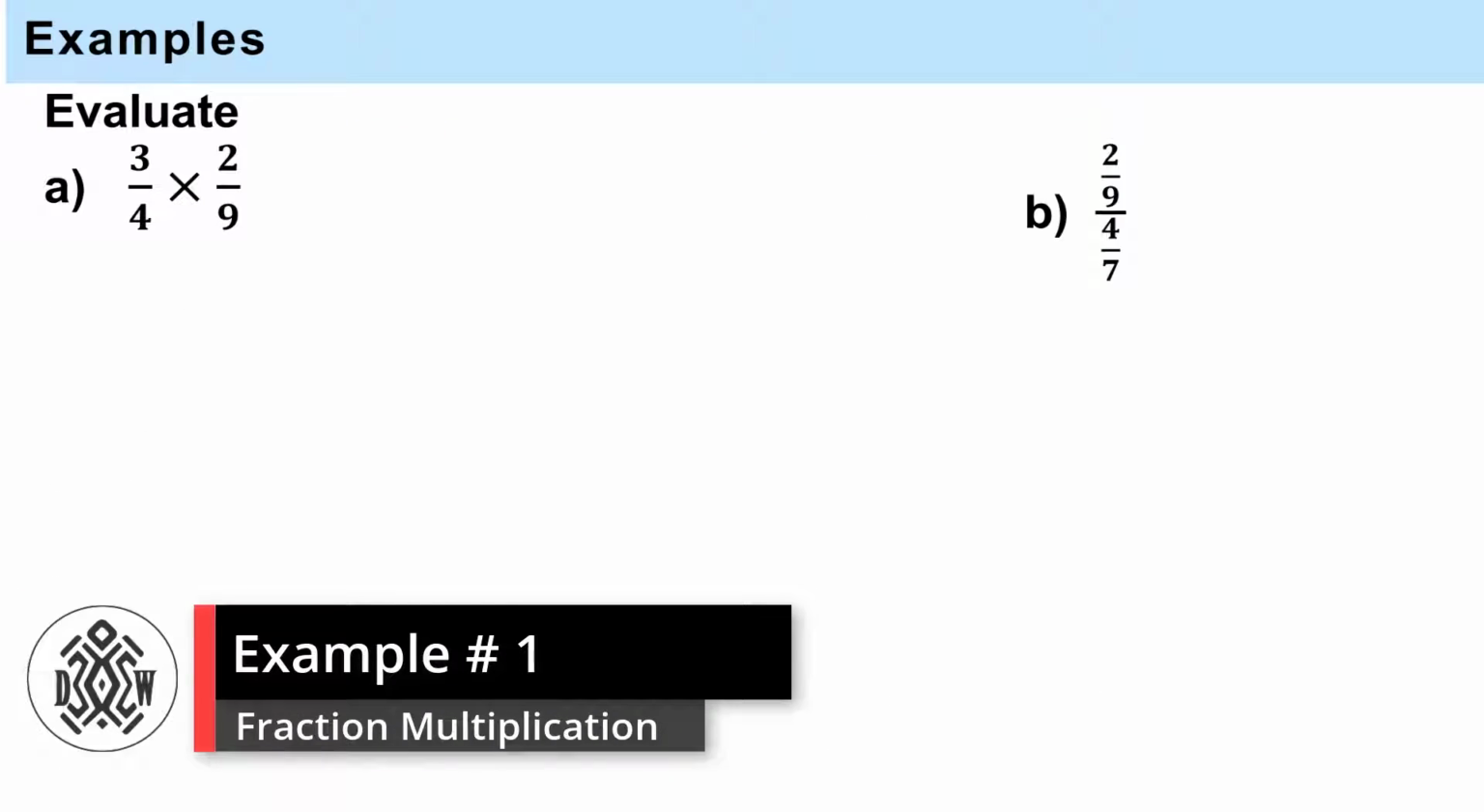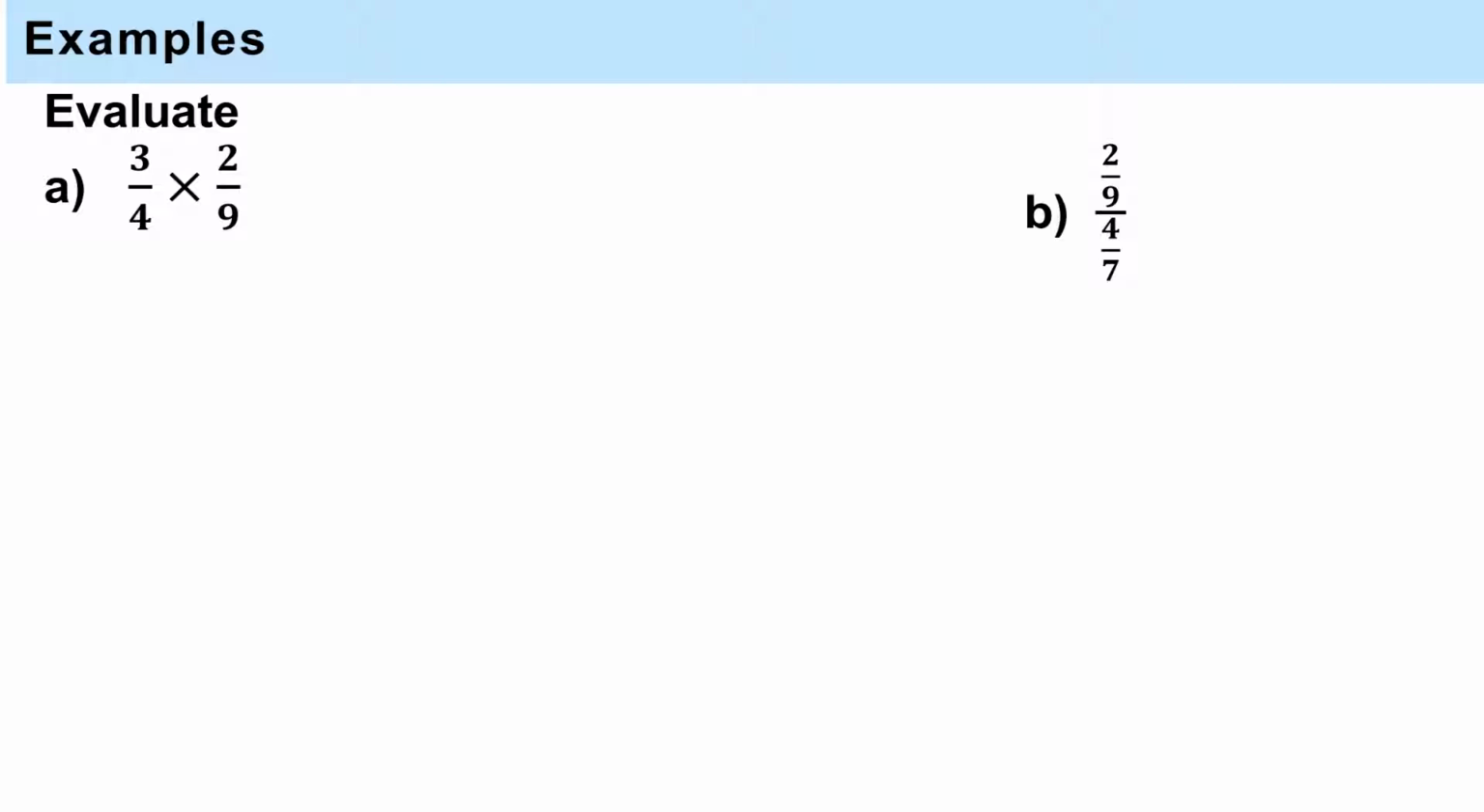For example A, we have 3/4 times 2/9. How do we multiply fractions? We multiply across. So that would mean we do 3 times 2 over 4 times 9. If we simply do the multiplication, that would be 6 over, I think it's 4 times 9, that's 36. Can we simplify this? Yes, we divide by 6, and then that would be equal to 1 over 6. So the answer is 1 over 6.